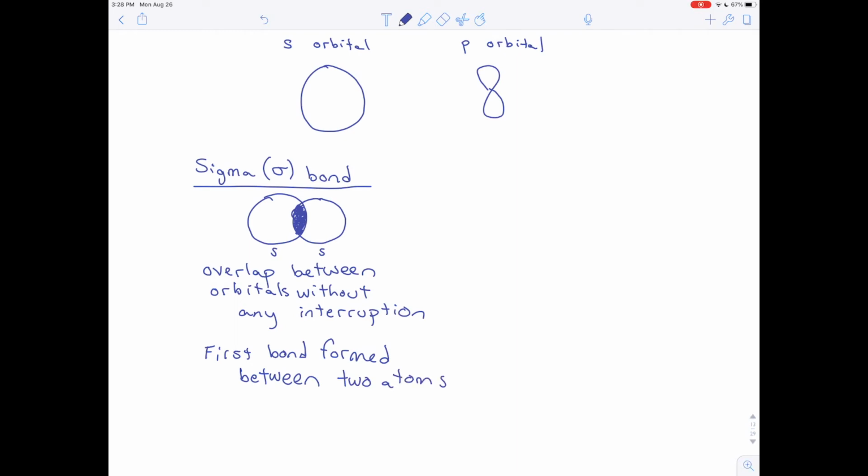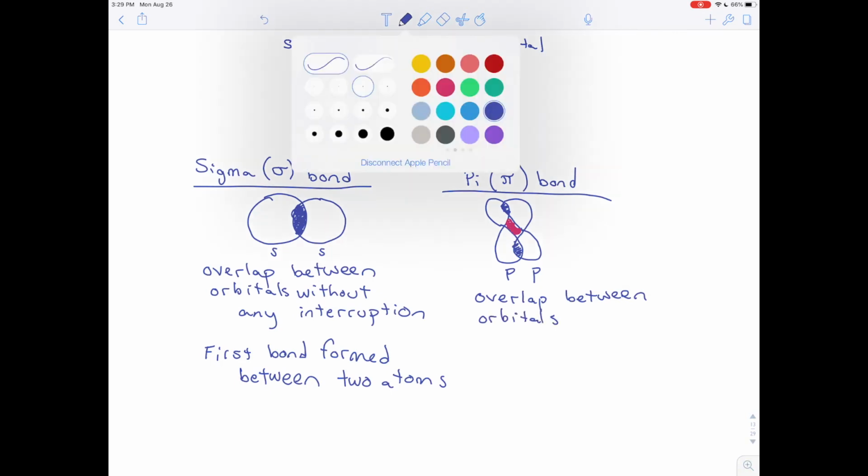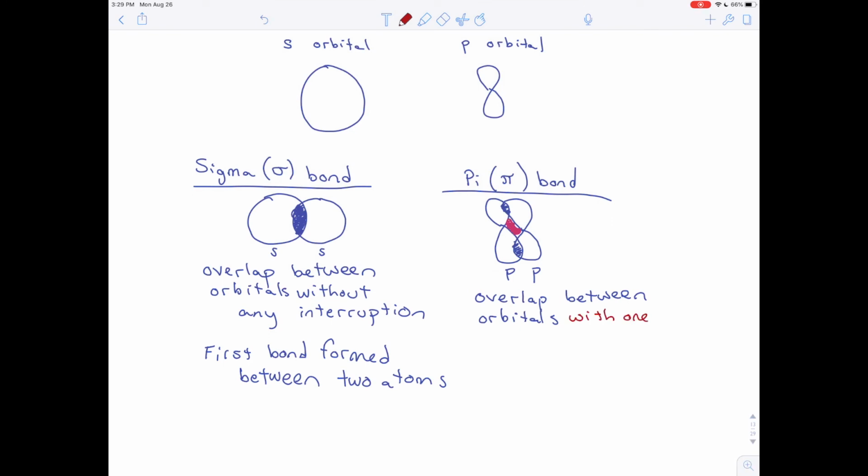Okay, let's compare that with if you had two p orbitals instead of s orbitals. Imagine you had a p orbital here and another p orbital here. And you can see that if they get close to each other, they do line up. But there's an area in the center where the overlap is interrupted, the red area. So this type of bond is actually weaker than a sigma bond. Because this bond is usually formed from two p orbitals, it's named after the Greek word for p, which is pi. So this is a pi. That's the symbol for pi bond. And the technical definition is this is where you get overlap between orbitals, but it's with one interruption. And that's that red area there.